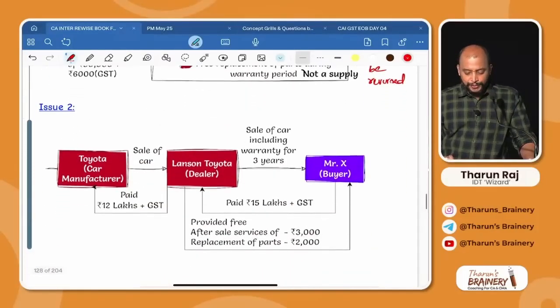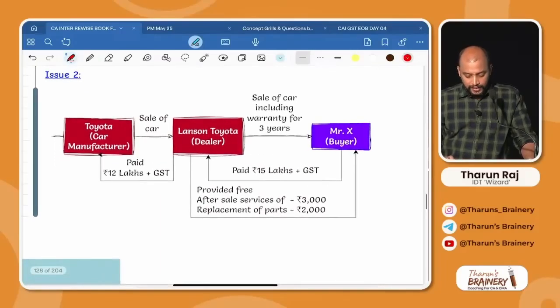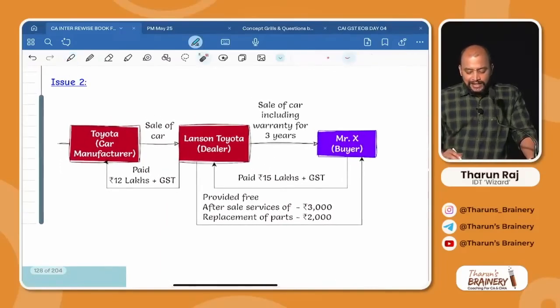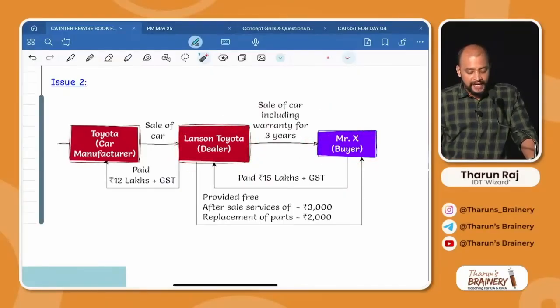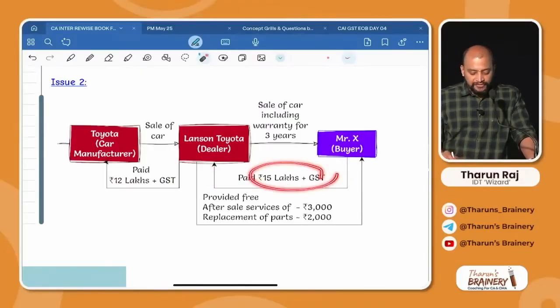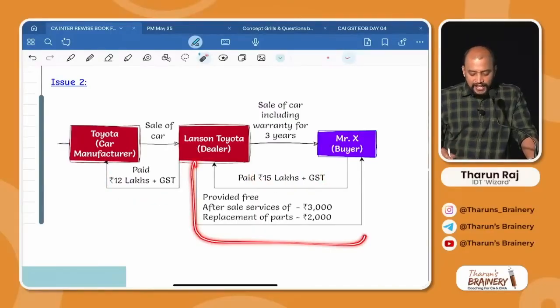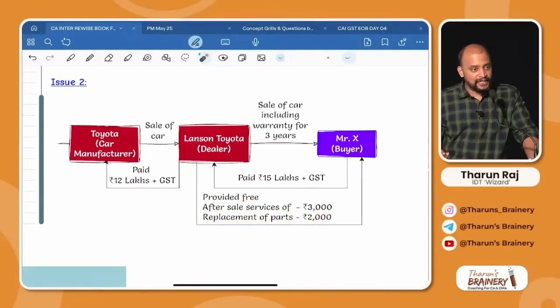Next, issue number 2. Say this, Lanson Toyota dealer is selling a car to Mr. X. But carefully you need to listen to this, okay? The car is covered under warranty. The buyer paid 15 lakhs plus GST, and out of that 15 lakhs, the dealer shared the money with the manufacturer. Now the dealer is providing free after sale service of 3,000. During this free after sale service, they are also doing replacement of part.